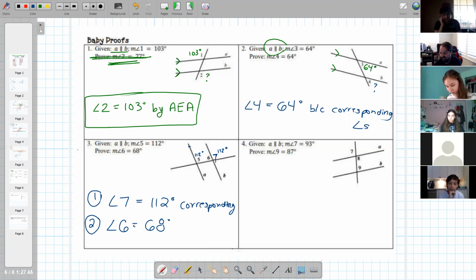Vertical. I forgot the word. They're not vertical. Can someone jump in and help him with these two angles? Why are these two angles adding up to 180? What word do we use? Linear? It's a linear pair.